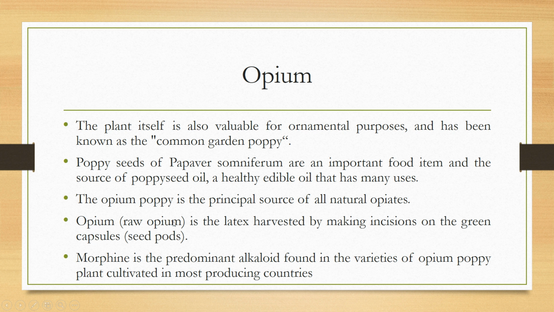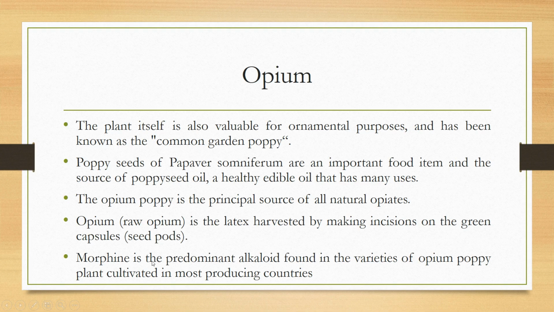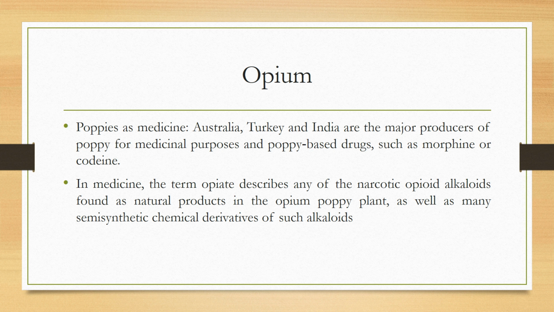Next, opium is the latex harvested by making an incision on the green capsule. As I showed you in that picture, they make an incision of 0.5 mm. Morphine is the predominant alkaloid found in the variety of opium poppy plants cultivated mostly in opium producing countries. The countries that produce poppies for medicine are Australia, Turkey and India, which are major producers of poppy for medicinal purposes.